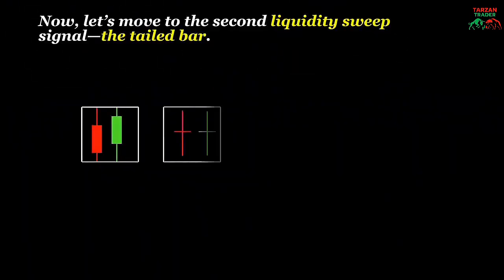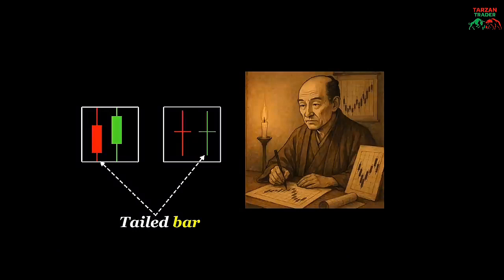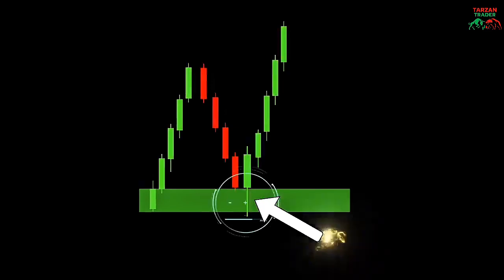Now, let's move to the second liquidity sweep signal, the tailed bar. A tailed bar is a candlestick pattern where the body is small, but the key feature is the long tail or wick extending from one side of the candle. This tail represents the area where price was rejected, indicating that smart money stepped in to reverse the move after the liquidity sweep. The long tail shows where the market tested liquidity, but quickly reversed, leaving that tail behind. We can also consider a doji as a type of tailed bar, using it as a confirmation signal in the same way. Let's start with a tailed bar at a demand zone.